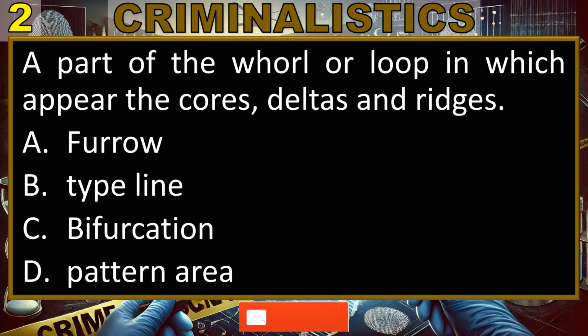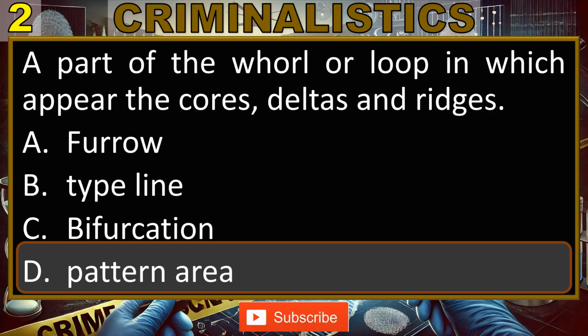Letter D is the correct answer. Pattern area. The pattern area is a part of the whirl or loop in which appear the cores, deltas and ridges.